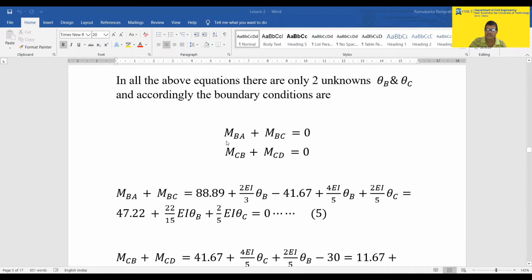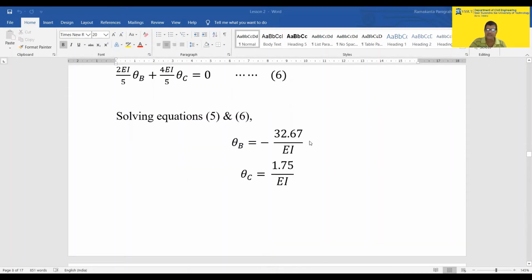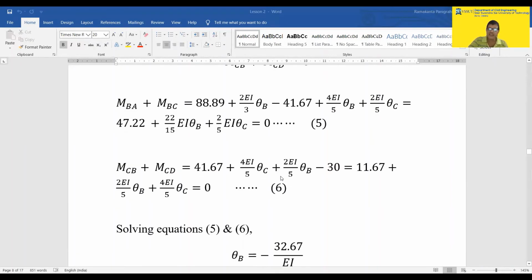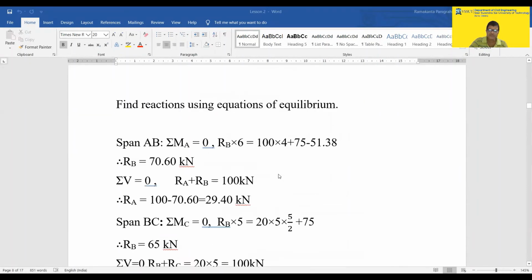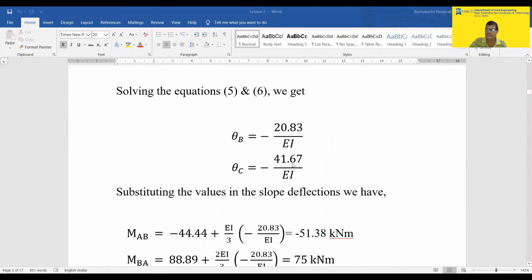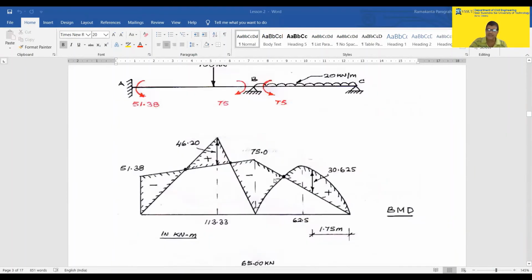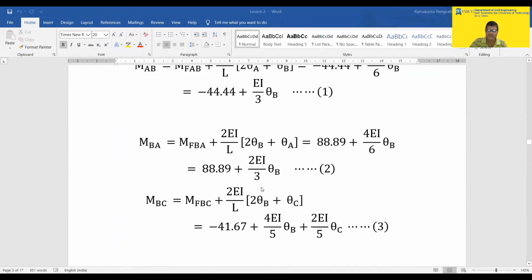So at the joints, because there are two unknowns, you have to find these. We have already found the equations. Put the values in the same equations and solve them. You will find theta B is coming minus 32.67 over EI. Theta C is coming plus. If you see the last problem, what were theta B and theta C? Both were negative. Now, by making an overhang on the right hand side, theta B becomes negative and theta C becomes positive.